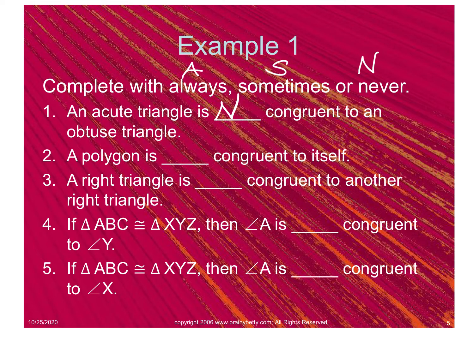All right, next one. A polygon is blank congruent to itself. And this would be always congruent to itself. Let's see if green shows up. So this one was never.